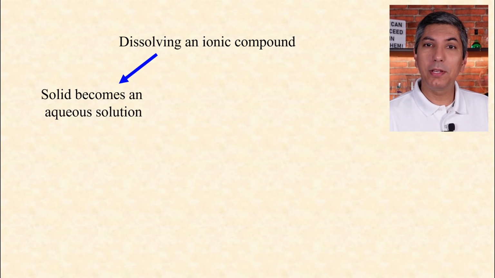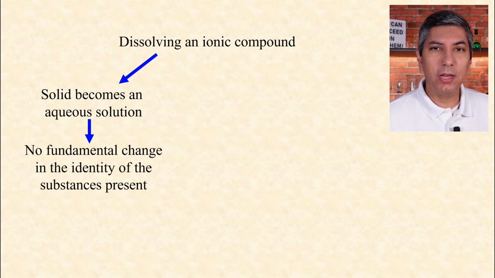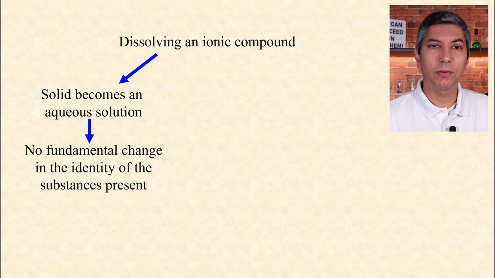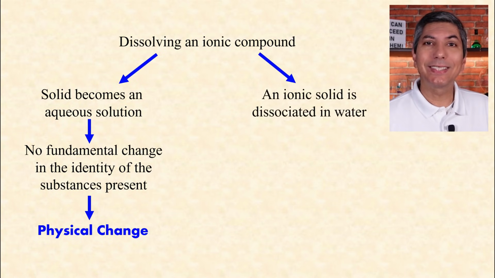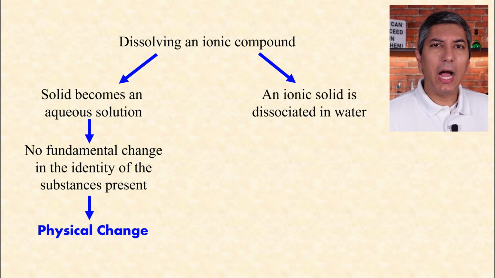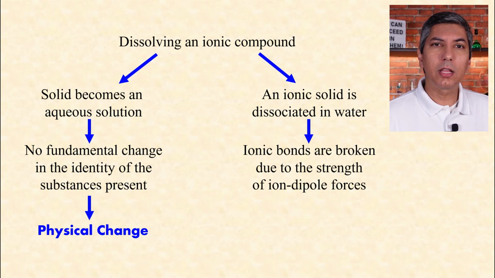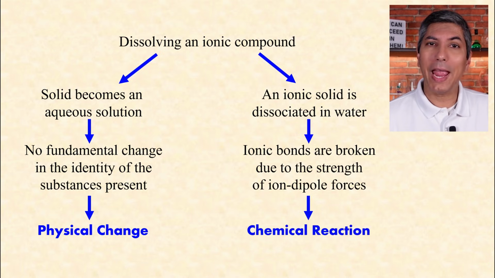For example, imagine an ionic compound dissolving into water. The solid becomes an aqueous solution, and there's no fundamental change in the identity of the substances present in the mixture. So we could say this is a physical change. But we could also say that this same ionic solid is dissociating into separate ions. And when this happens, ionic bonds are breaking due to the strength of the ion dipole forces in the mixture. So it also has characteristics of a chemical reaction. It's the same process, but a case could be made that it's both a physical change and a chemical reaction.